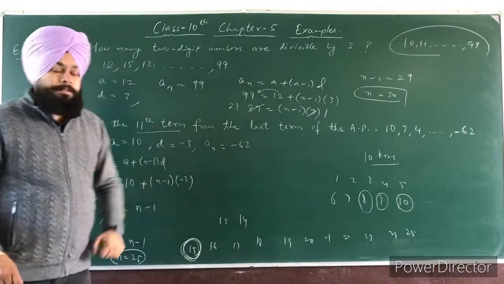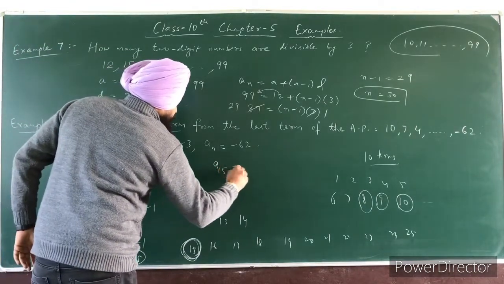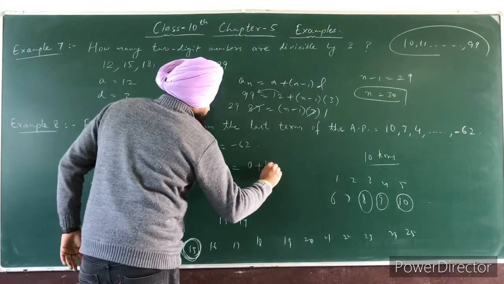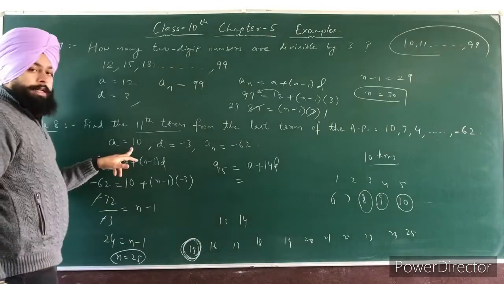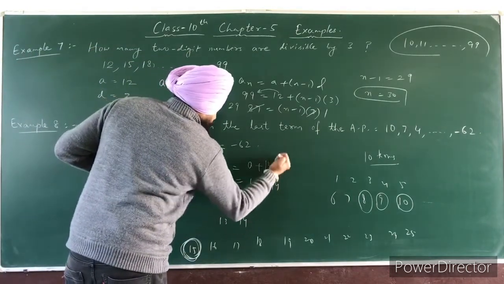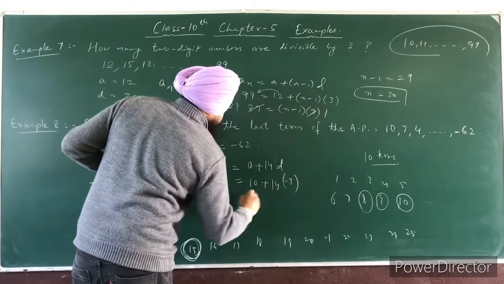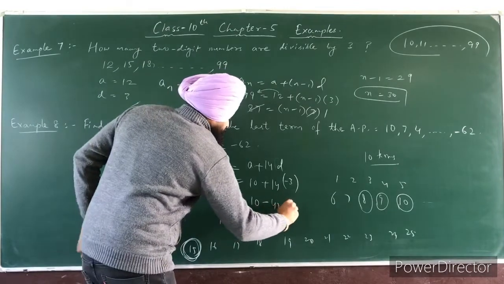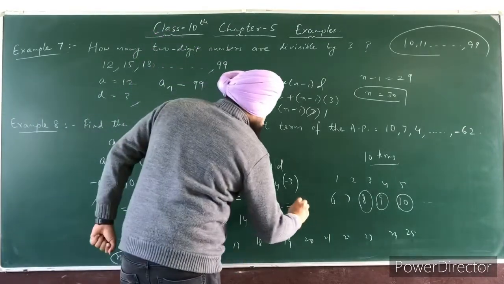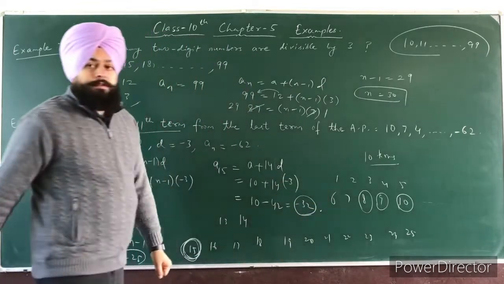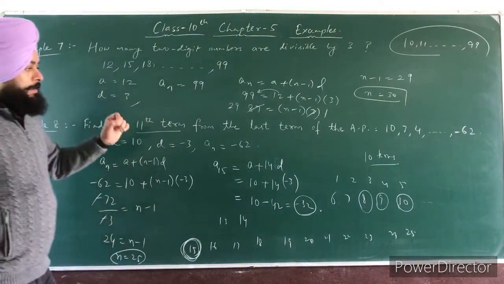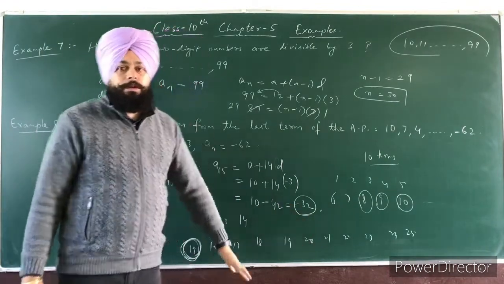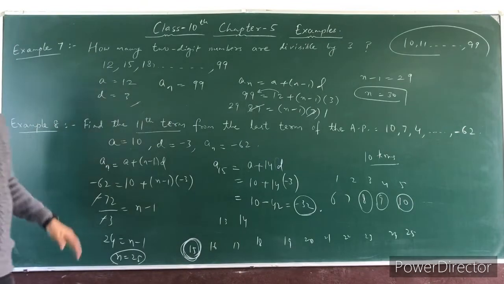ठीक है, so you will find here what? A15. यहाँ पर आप क्या फाइंड करोगे? A15 फाइंड करोगे. So what is A15? A15 is a plus 14d. What is a? A is here 10, plus 14d, and the value of d is -3. So plus minus minus, and 14 3s are 42. So 10 minus 42 is -32. So this is your answer. ठीक है, मतलब जो 11th term है from the last term, it is the 15th term, and the value of that 15th term is -32. Dear students, this is example number 7 and example number 8.